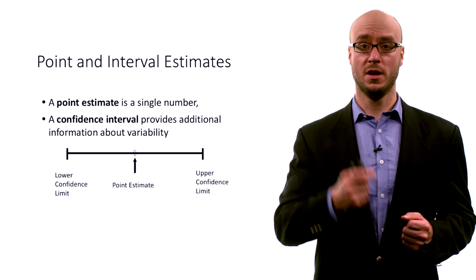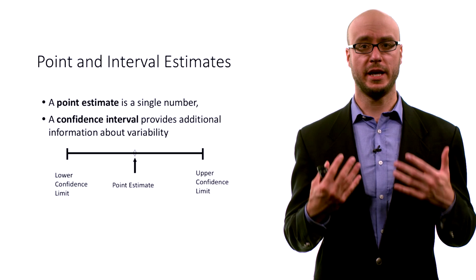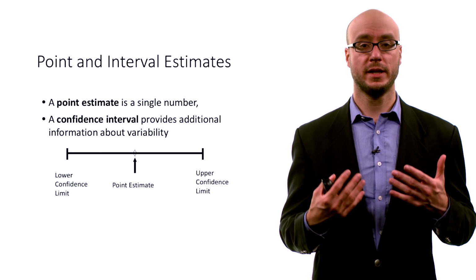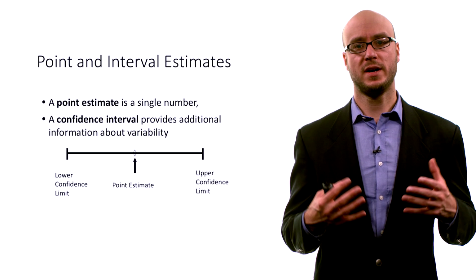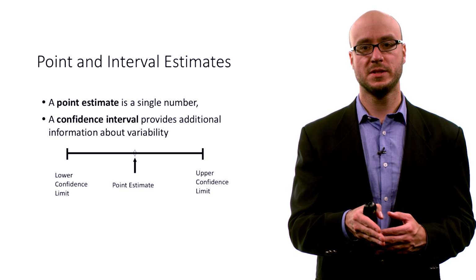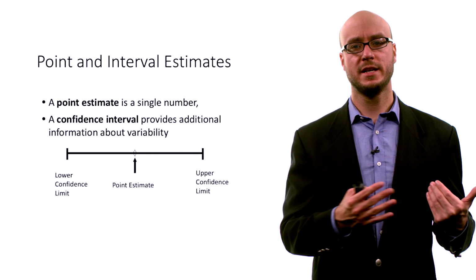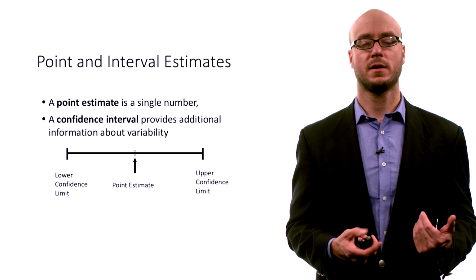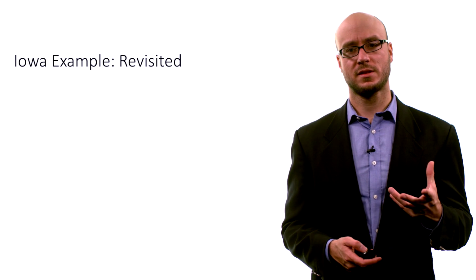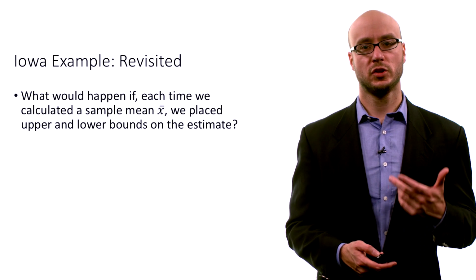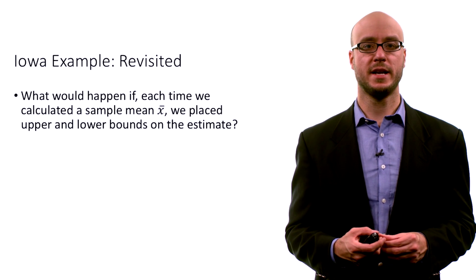Well, we also have not only point estimates, but we have something called an interval estimate. An interval estimate is sometimes called a confidence interval. What it does is it provides additional information about variability. So we often have a point estimate, the sample mean, and then we have a range of plausible values. We have a lower confidence limit and an upper confidence limit. To understand this concept of an interval estimate, let's look at this Iowa census data again.